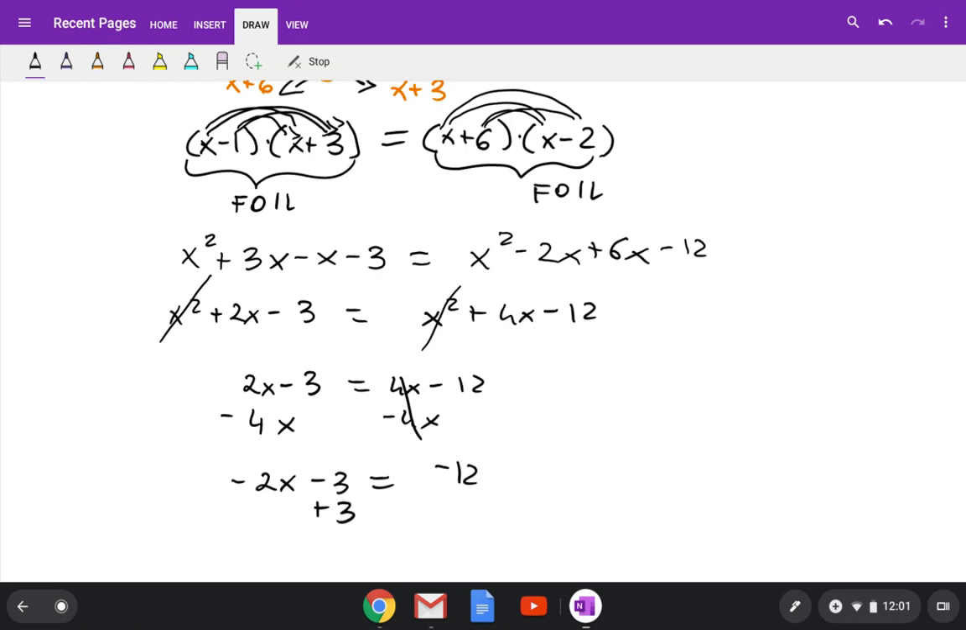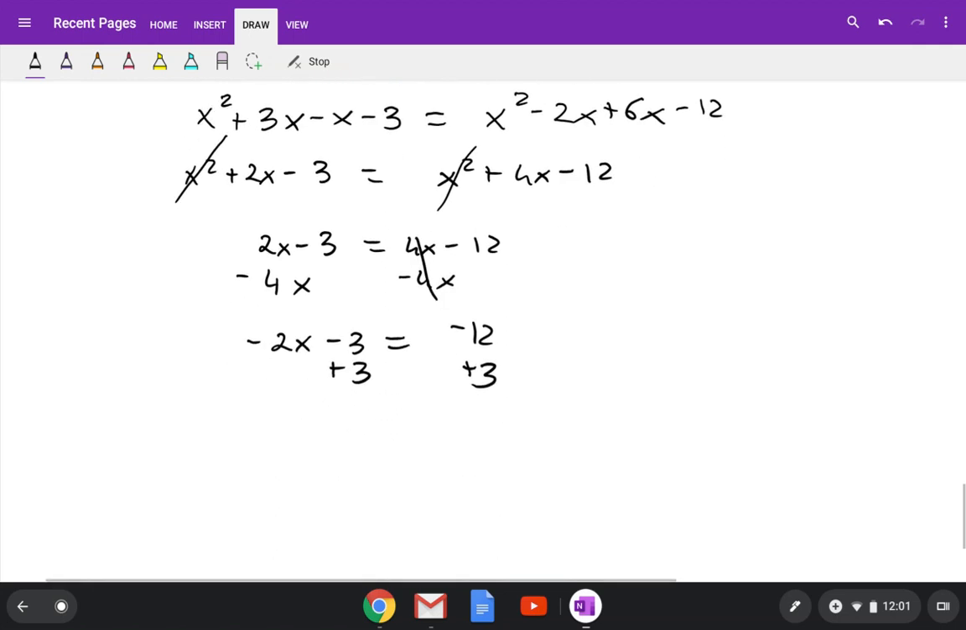I'm adding 3 to both sides, and we end up with negative 2x, it's equal negative 9, and divide each by negative 2. And we have x, it's equal 9 over 2, which is 4.5.